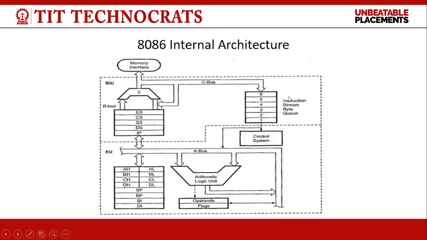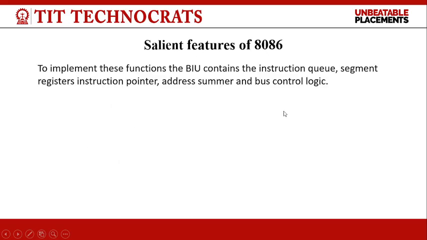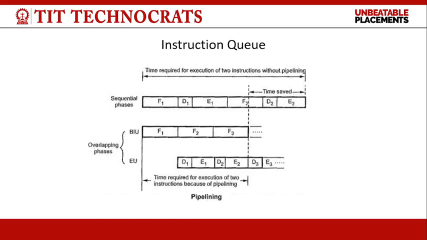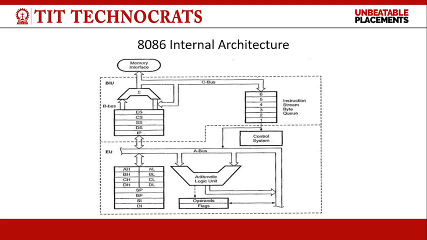Now what is the purpose of this instruction queue? Here we are going to discuss the instruction queue. This is a 6-byte instruction queue. To speed up the program execution, the bus interface unit fetches 6 instruction bytes ahead of time from the memory. These pre-fetched instruction bytes are held for the execution unit in a group of registers called the queue. This is the 6-register group, and this is called a 6-byte queue.